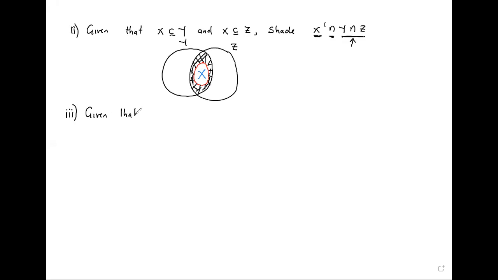Given that C intersection D is empty, simplify.